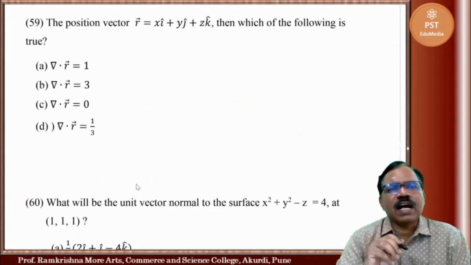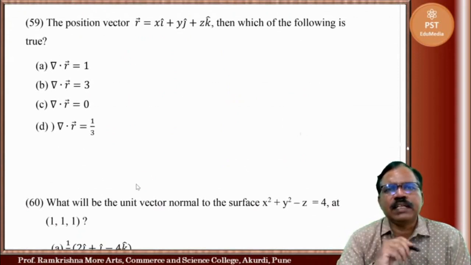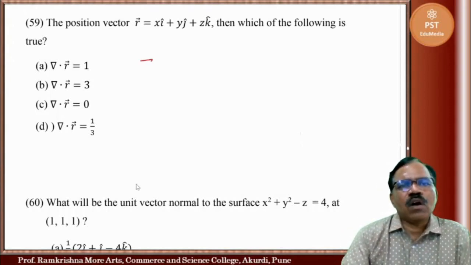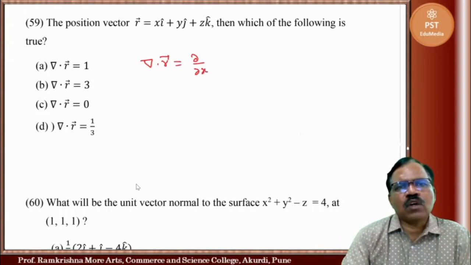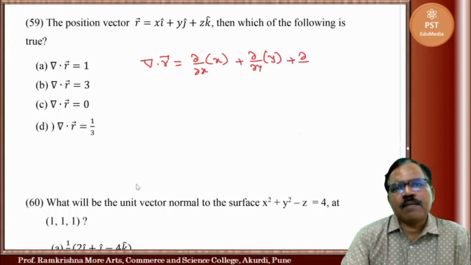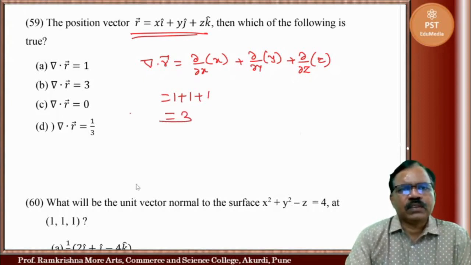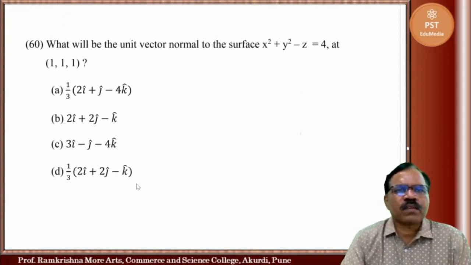The position vector r is equal to xi plus yj plus zk. Then which of the following is true? Del dot r we have to find. So del dot r is del by del x of the x component, that is x, plus del by del y of the y component, that is y, and del by del z of the z component, that is z. This is the position vector. So we get here 1 plus 1 plus 1, that is 3. So del dot r will be equal to 3. So this one is correct.